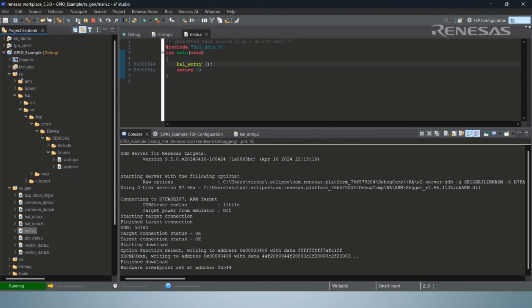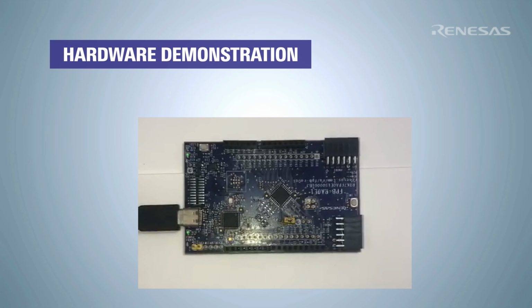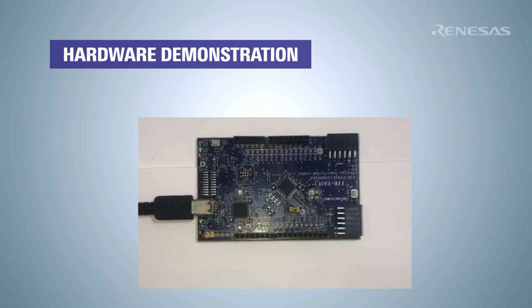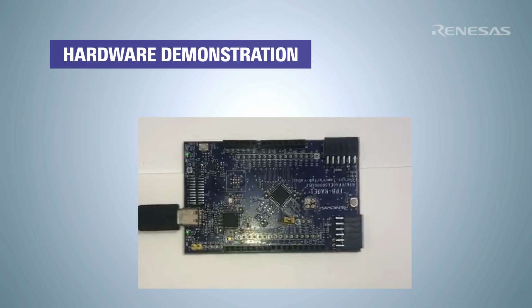Now we can test our program on the physical board. As you can see, LED1 and LED2 are blinking for 1 second alternately on the FPB-RA0E1 board.